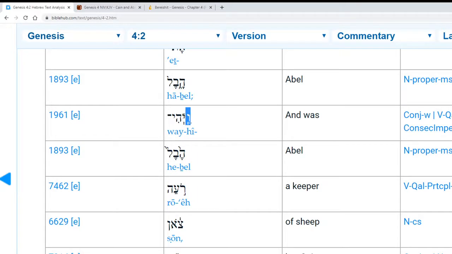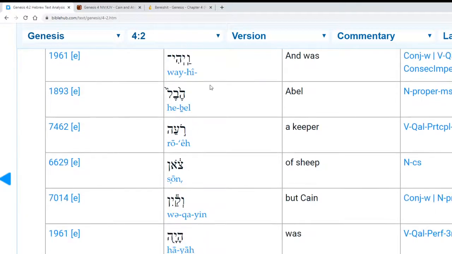Vayehi, right? Conjunctive vav, yehi, we've had many times. Hevel, this is his name again. Ro'eh, right? Resh, ayin, hey, means to, well, we usually say ro'eh tzon, it's a shepherd, right? So tzon, I guess, is sheep. I'm not sure if it's particularly sheep. It might be all small livestock, but yeah, we do use it a lot for sheep.